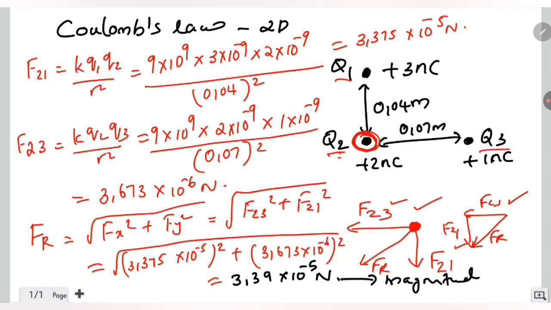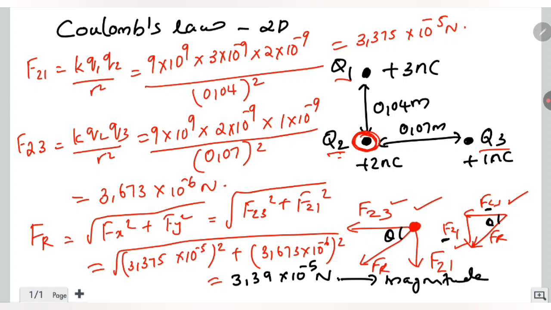Okay. So that means we need the direction, right? For getting the direction, for 2 dimensions, we always go for the angle theta. Okay. For this diagram, this is the angle theta. Okay. So for this angle, you can see this is the opposite side and this is the adjacent side, right? So we use tan theta. Okay.